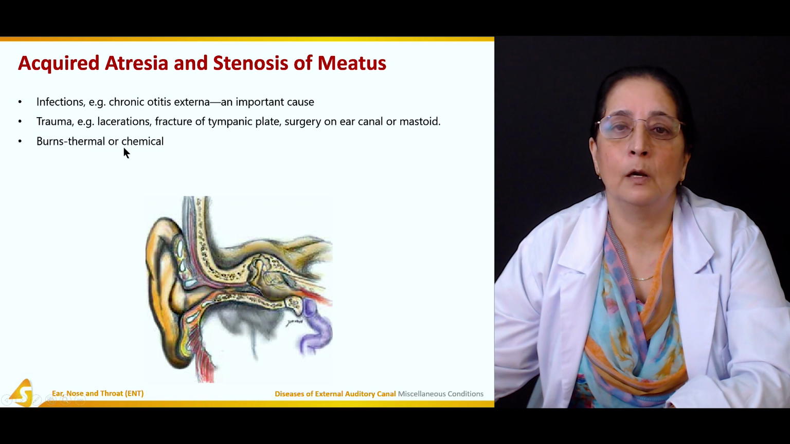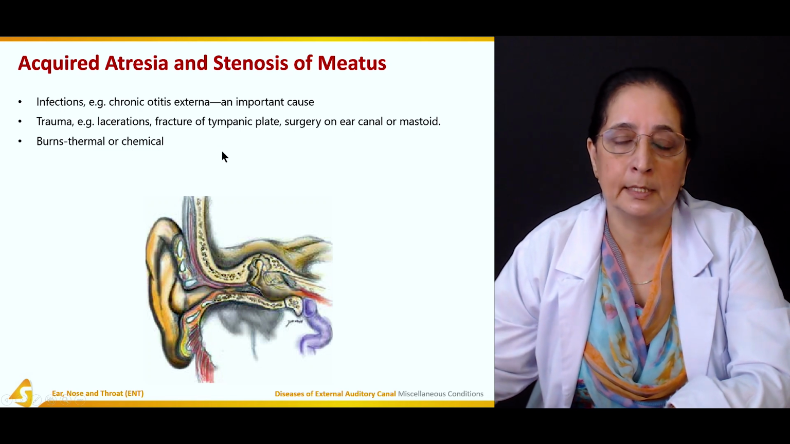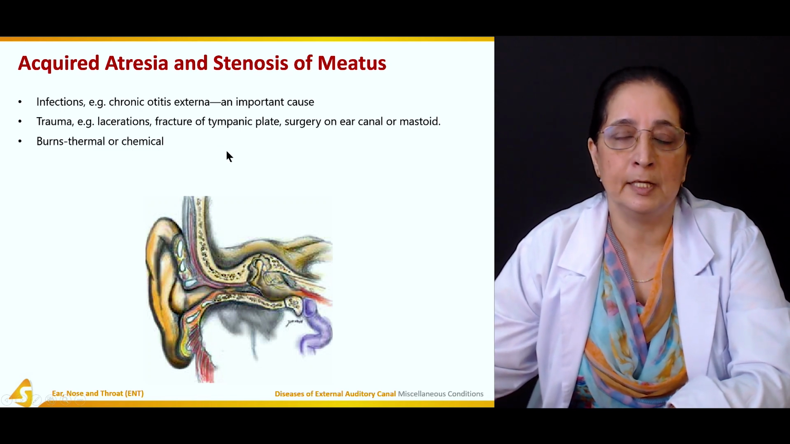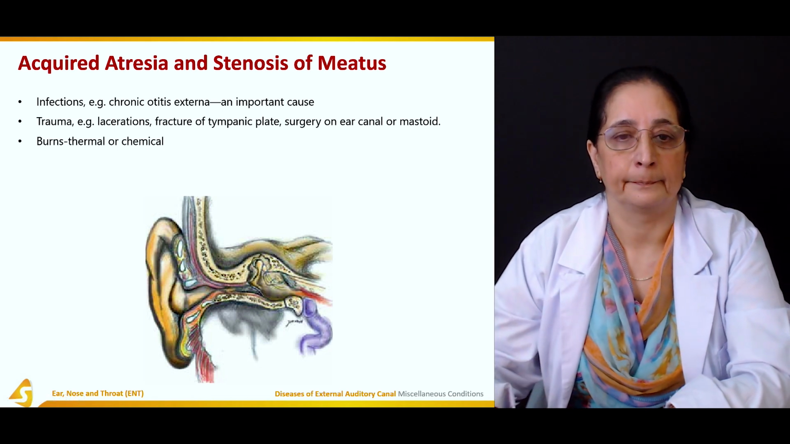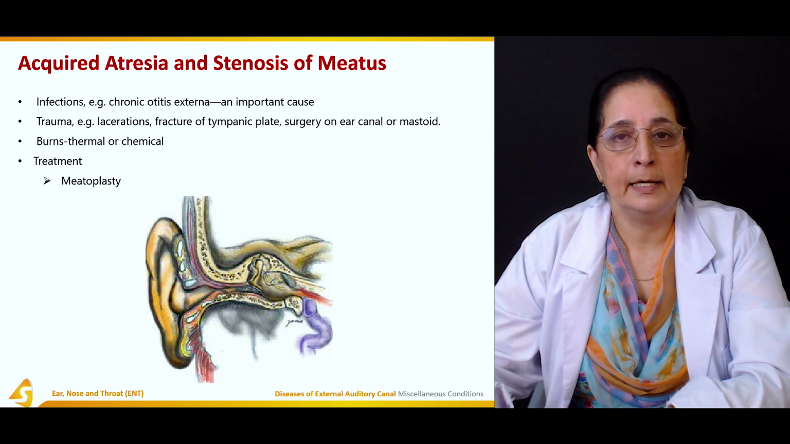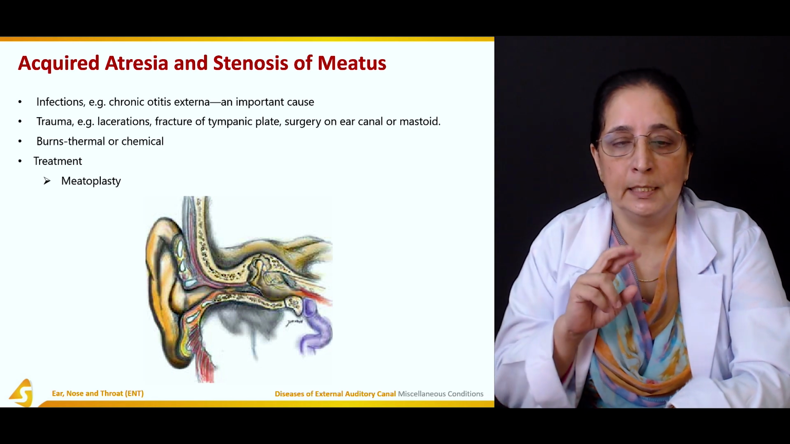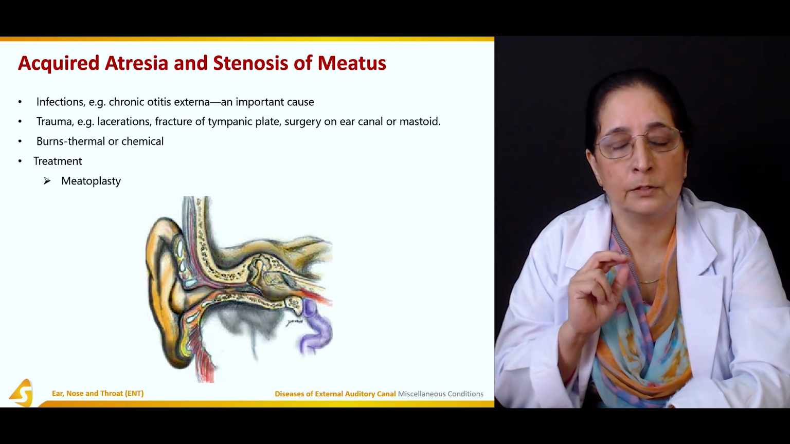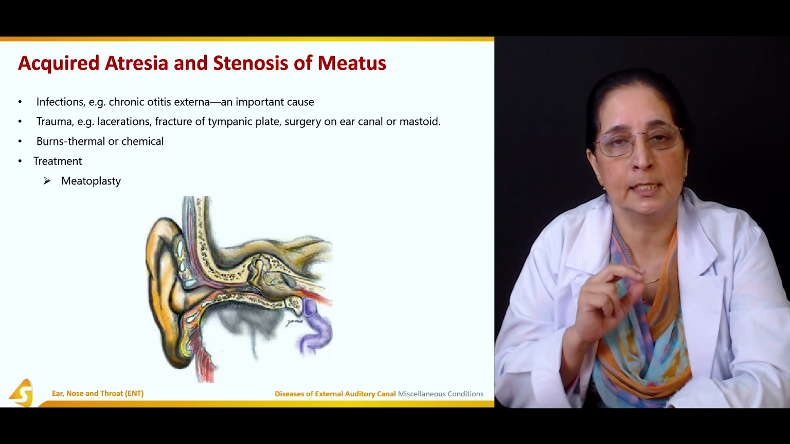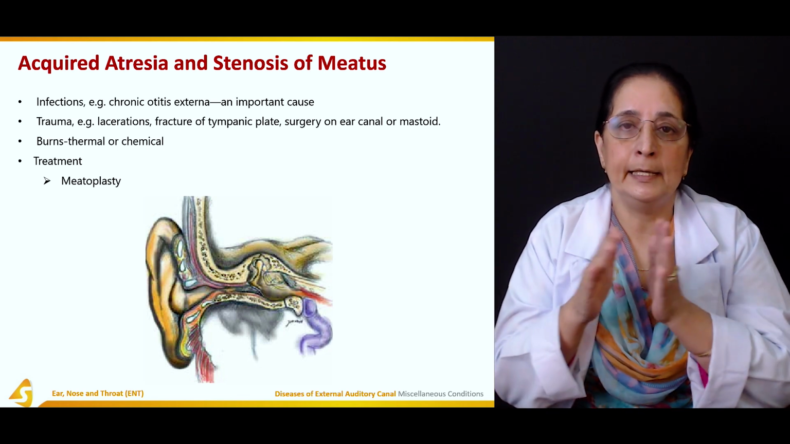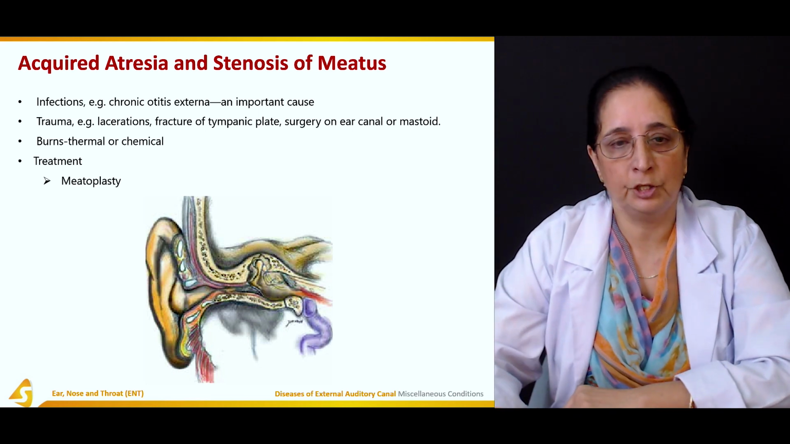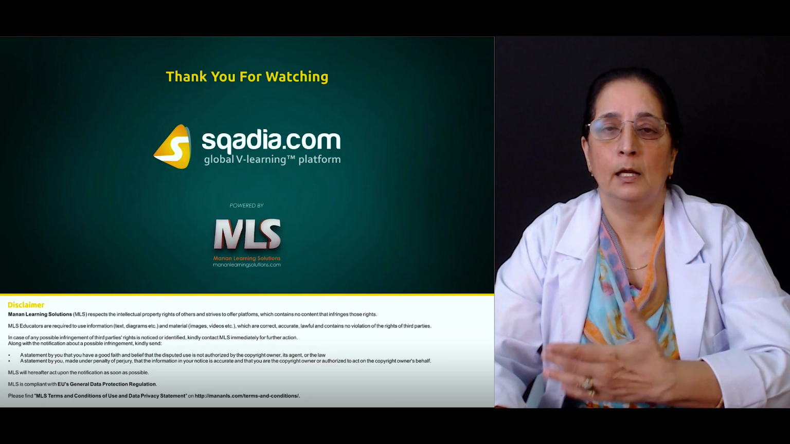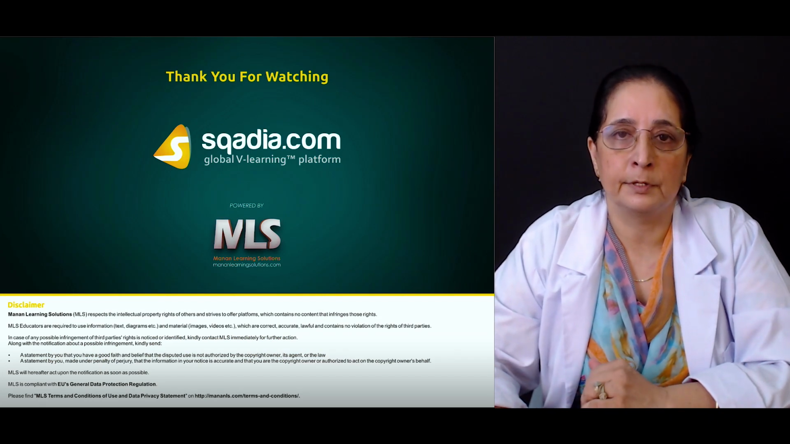Burns, thermal or chemical, can also cause atresia due to adhesion formation or scarring. Treatment is meatoplasty. Plasty is repair, so opening of the meatus, making the canal bigger. So that's the surgical treatment of atresia and stenosis.